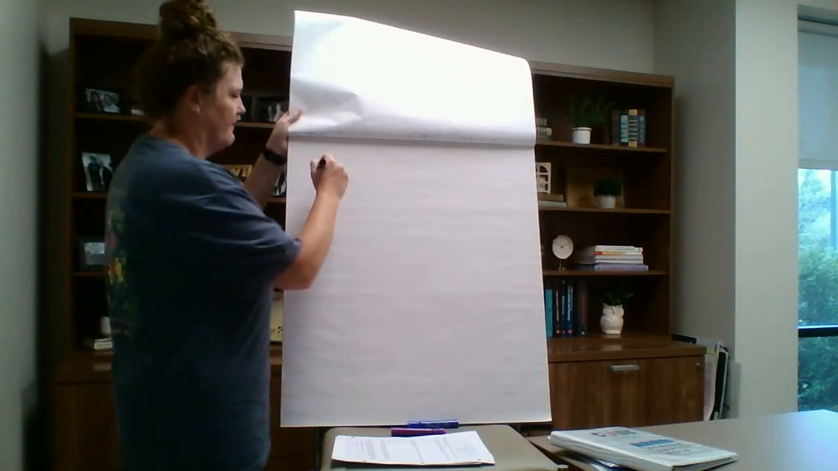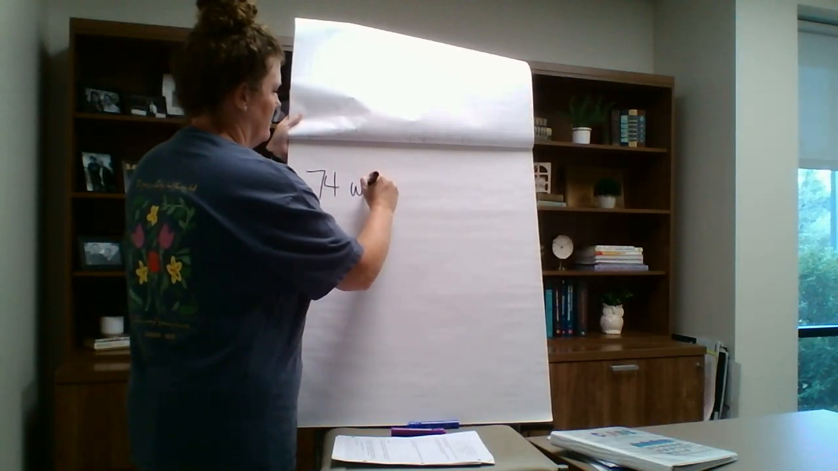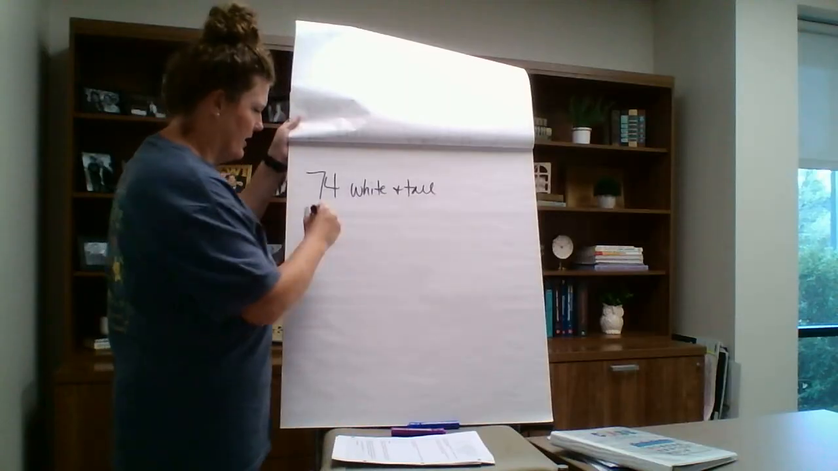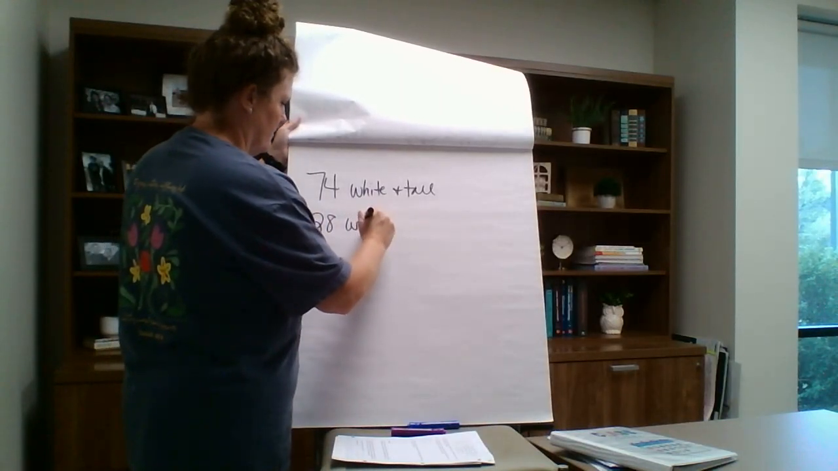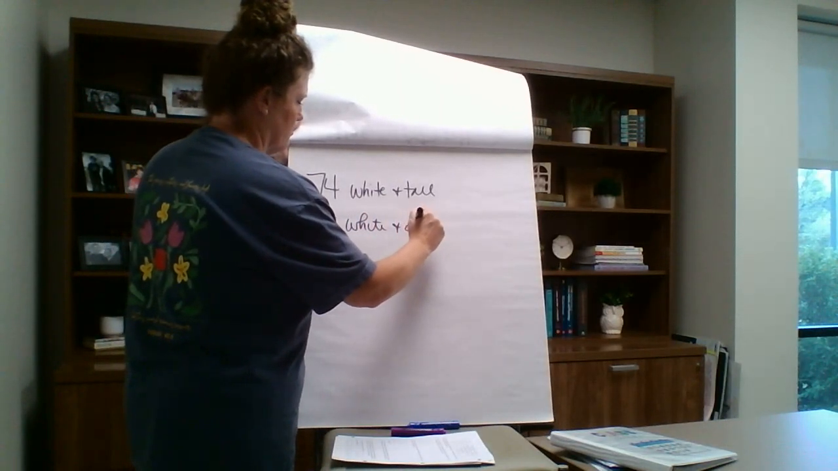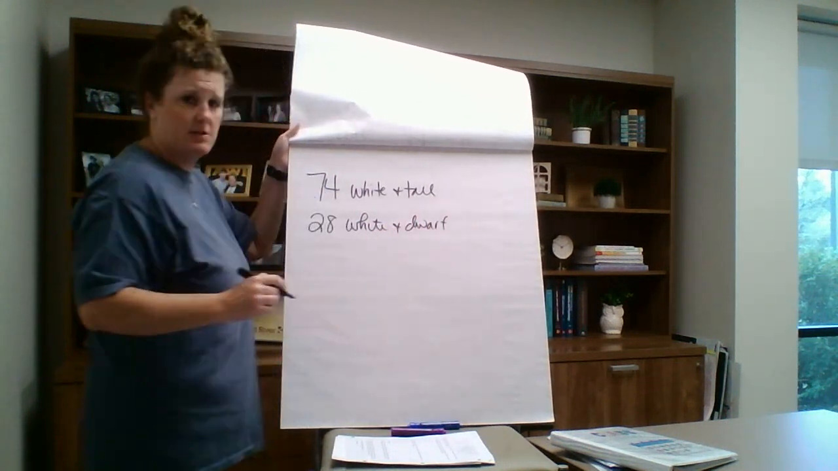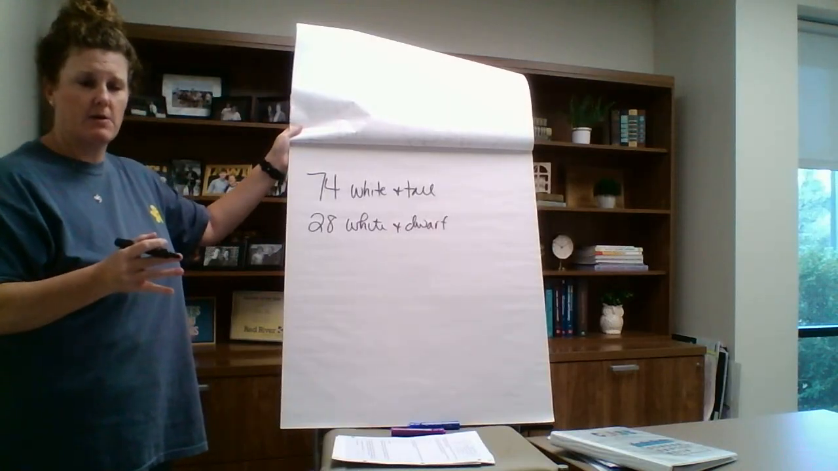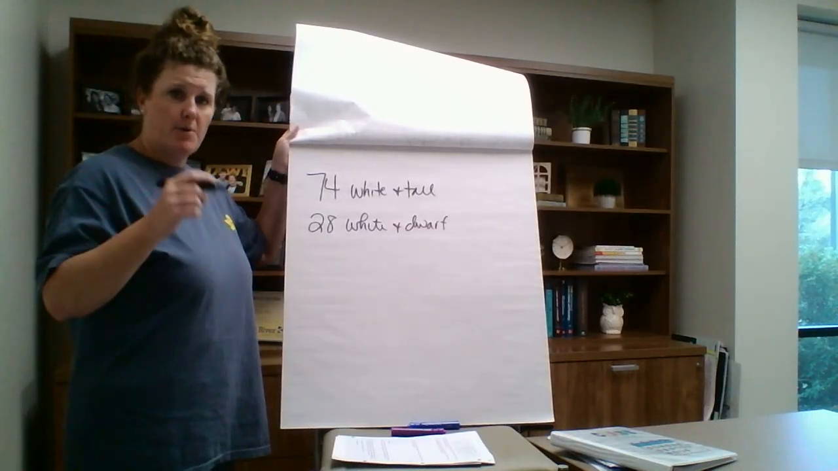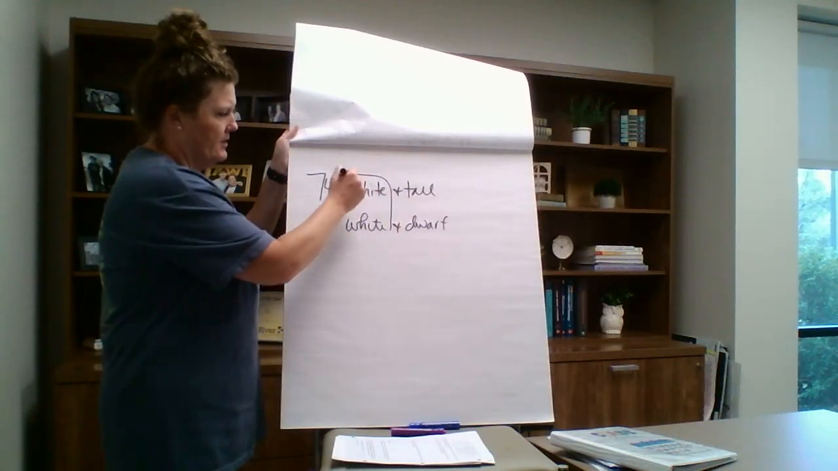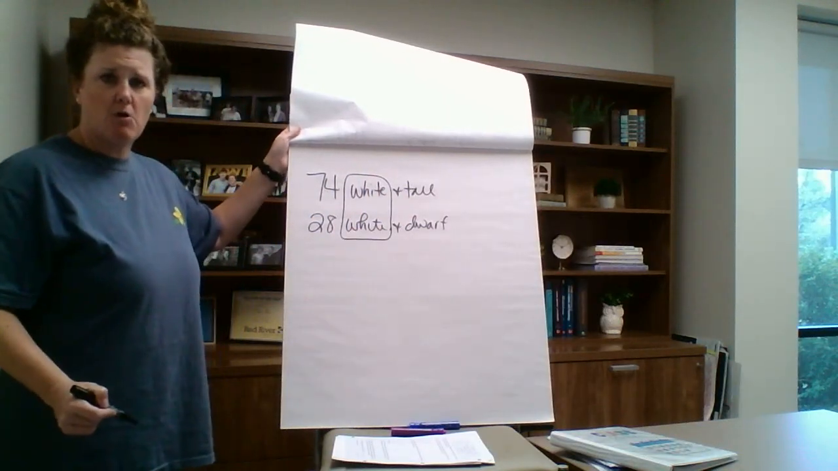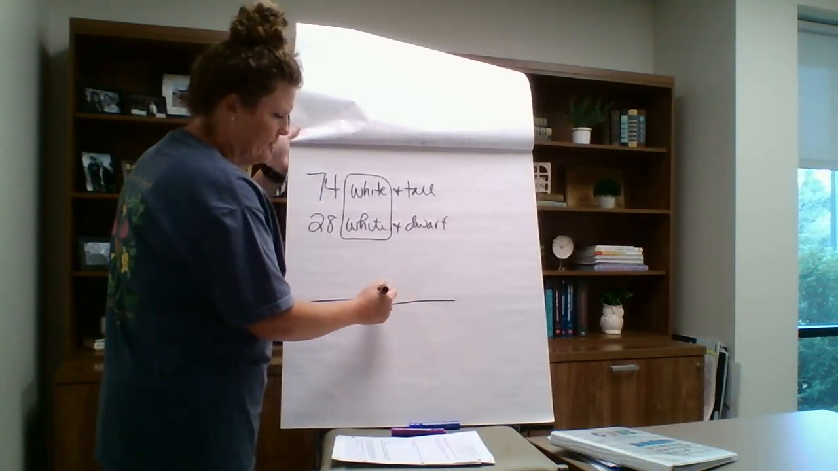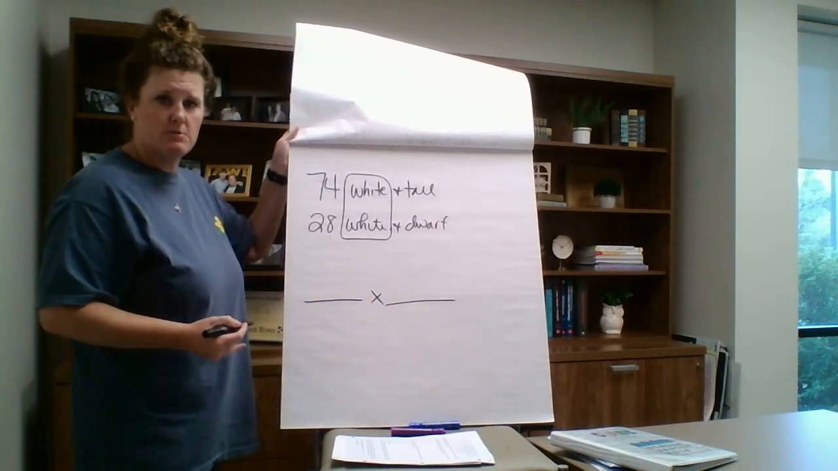But this time we have 74 white and tall, and we have 28 white and dwarf. So obviously this one looks a little different, but once again, look at it in terms of 2 separate traits. Okay, so trait number 1, purple versus white. If you notice, all of my babies are white. Okay, all of my babies are white. And if we go back to our key, white was recessive.